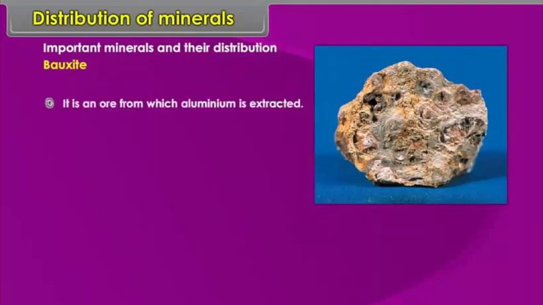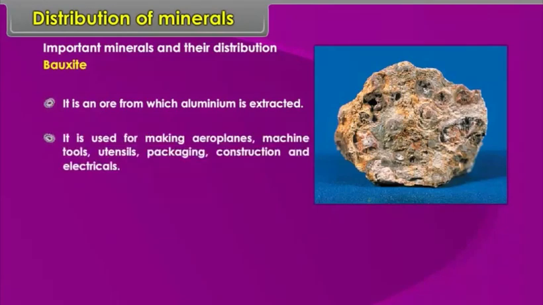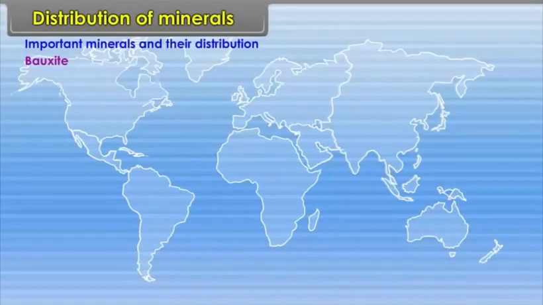Bauxite. It is an ore from which aluminium is extracted. It is used for making aeroplanes, machine tools, utensils, packaging, construction, and electrical materials. Location: World: Australia, Guinea, Jamaica, and Brazil.